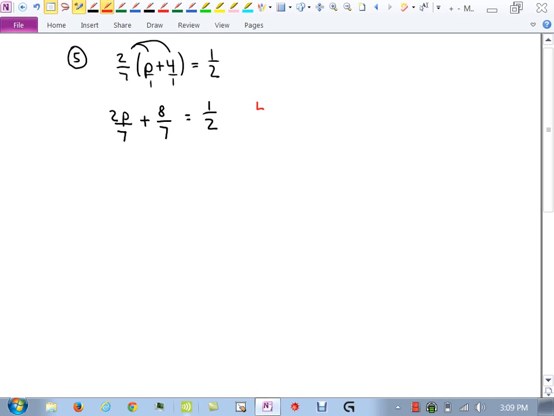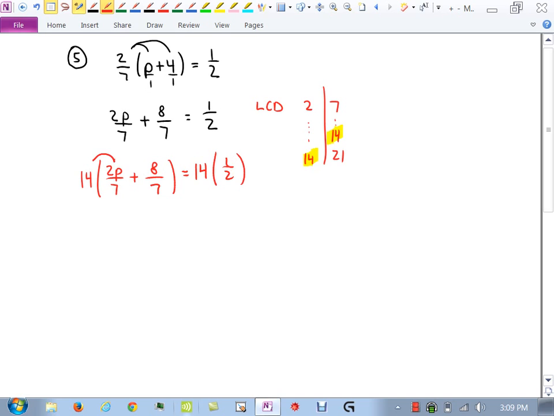Now I want to get rid of fractions, so I look for an LCD between 2 and 7. Listing out multiples, we see that our LCD is 14. So I multiply both sides of this equation by 14. And when I do that, I should get 14 times 2p over 7, plus 14 times 8 over 7, and then 14 times 1/2.